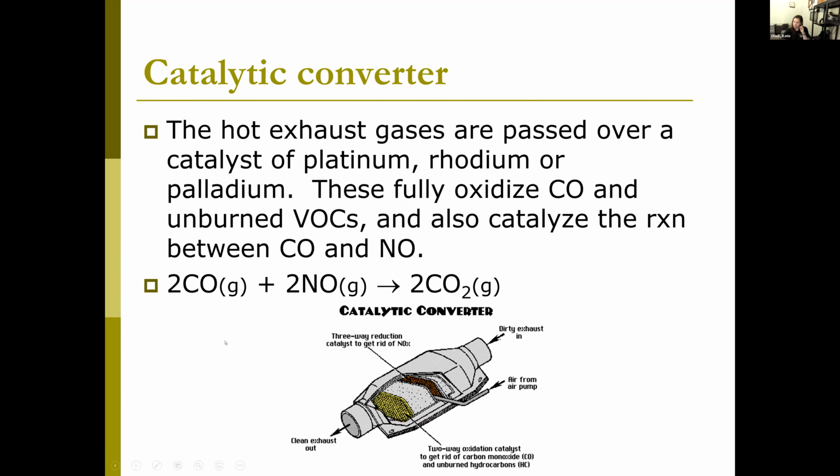So first on the catalytic converter, the hot exhaust gas is going to be passed over some kind of catalyst. And these, I guess, are the common ones. Platinum, rhodium, and palladium transition metals. And they're going to oxidize the carbon monoxide and any unburned VOCs. We have seen this term before, but it's been a while. It stands for volatile organic compound. Volatile organic compound. So your hydrocarbons that are very easily turned into gases. Volatile means it likes to be a gas.